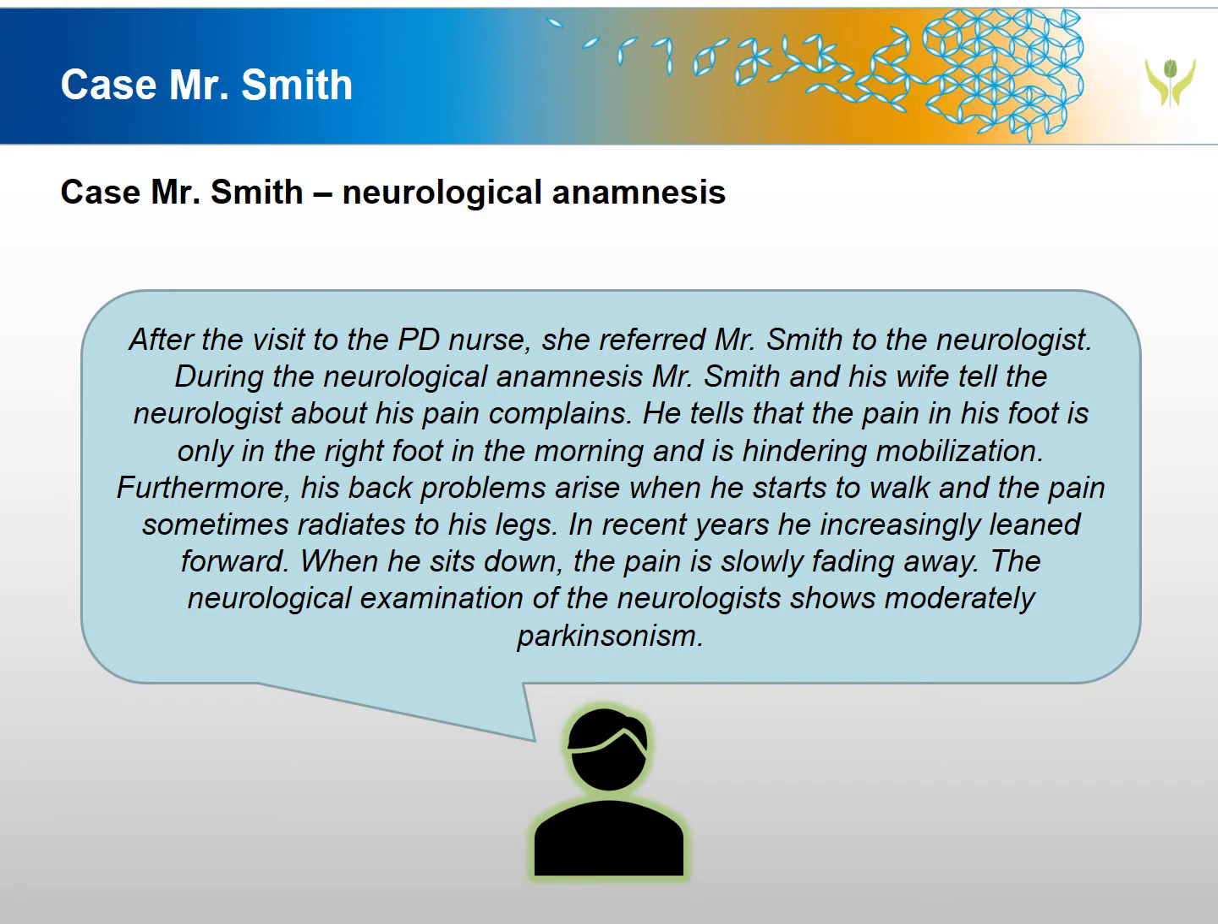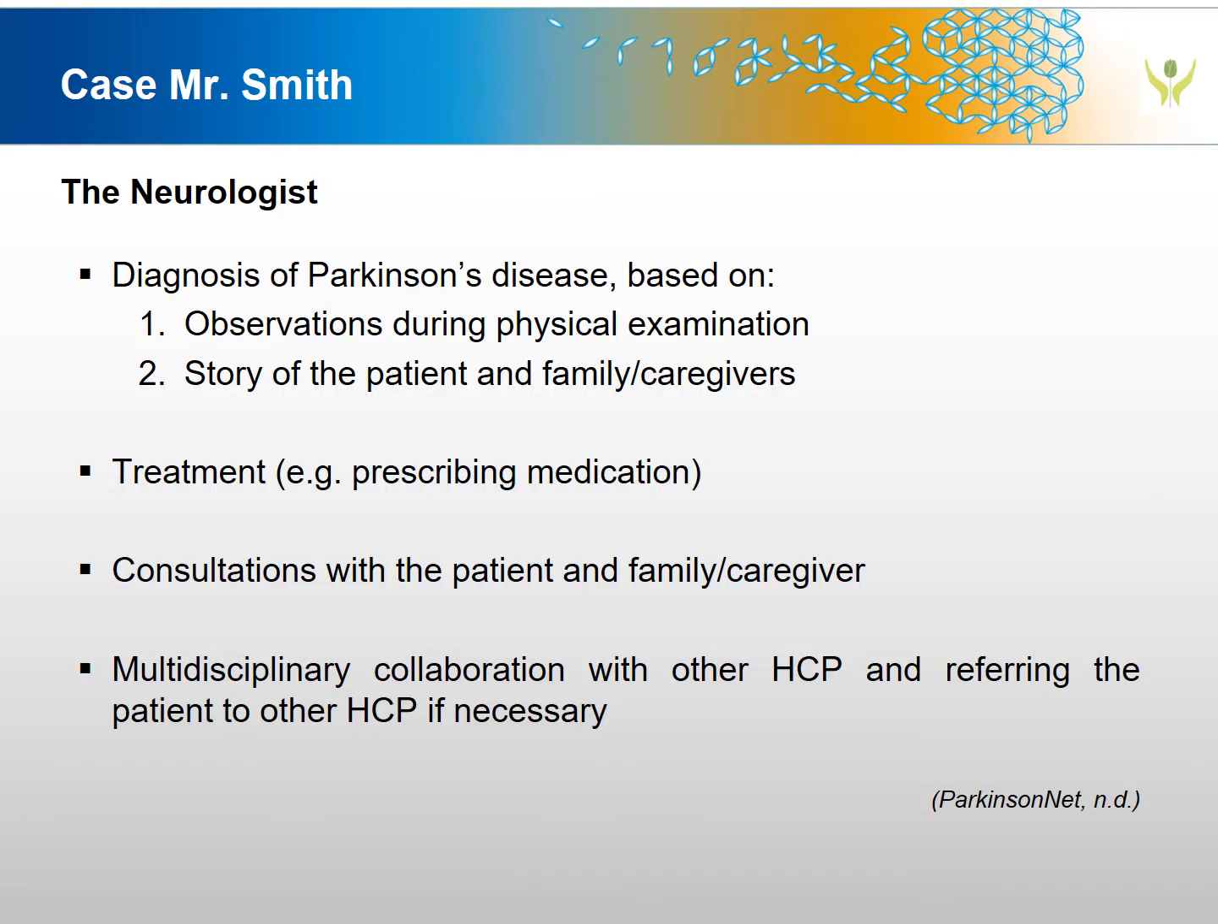The neurological examination of the neurologist shows moderate Parkinsonism. Neurologists are specialized in the diagnosis and treatment of diseases of the nervous system, such as Parkinson's disease. Neurologists usually diagnose Parkinson's disease based on the patient's story and observations during a physical examination. Ideally, the neurologist collaborates with other healthcare professionals and refers patients to other healthcare professionals when necessary.